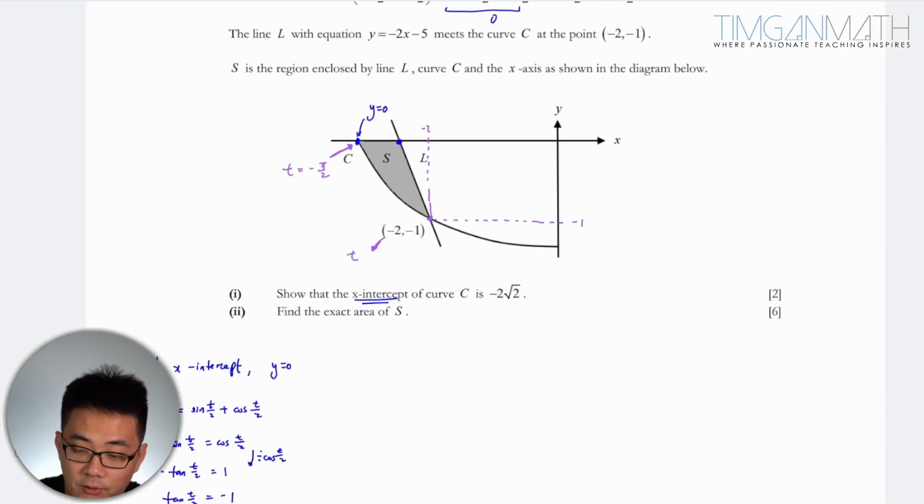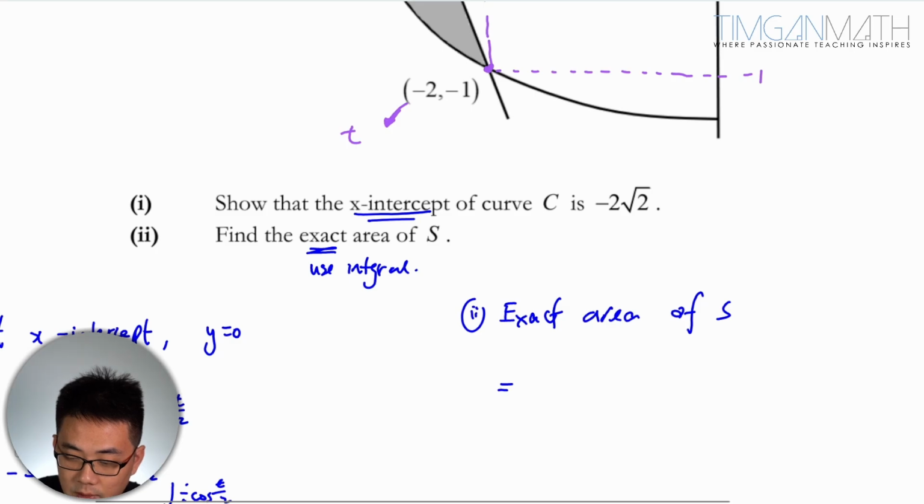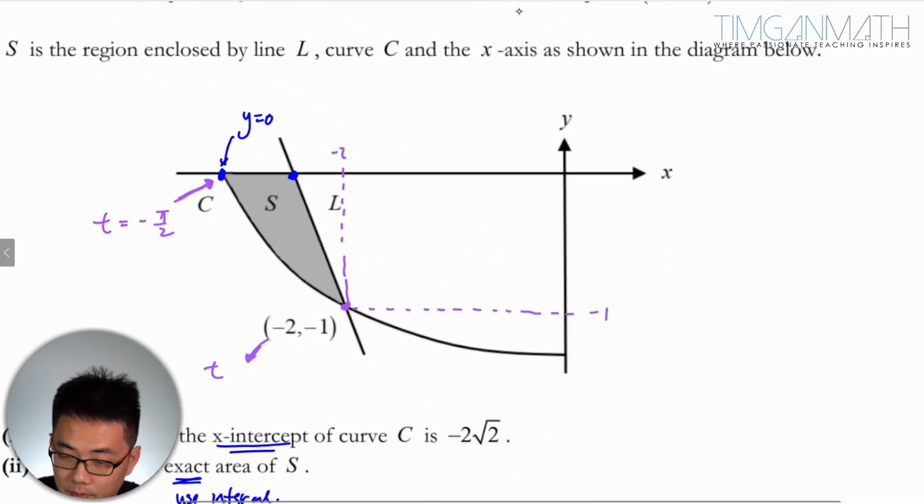Alright, very likely we need to find what this t was later. But we just try and see how we find the exact area. Find exact area meaning we need to use integral. We can't use a calculator. So for the exact area of S, what I would suggest is we could use integration with respect to x here as well. So I just take this triangle here minus this small triangle here, the one below.